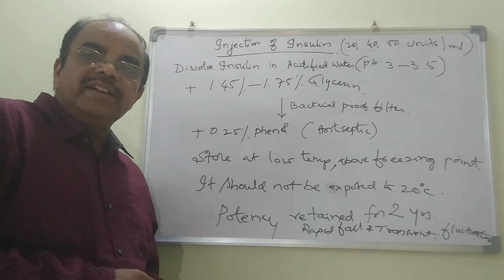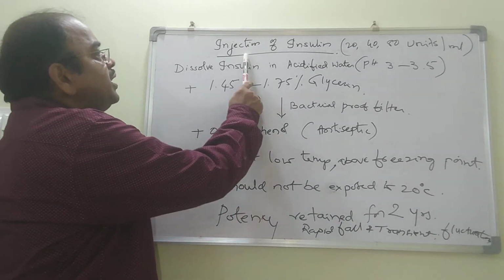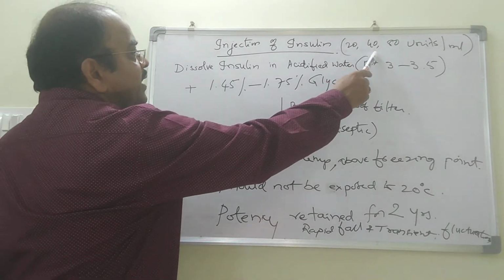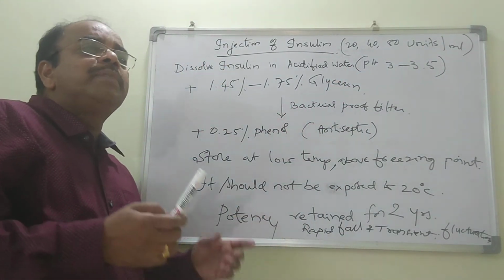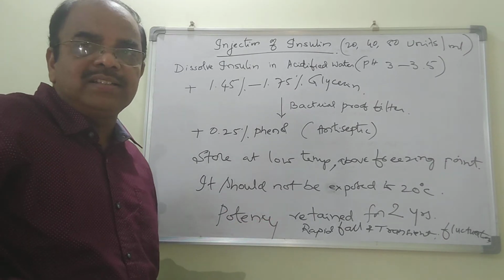What are the various injections of the insulin? The first one, insulin injection. Generally, we prepare either 20, 40 or 80 units per ml, depending upon the condition of the patient, the glucose level, the age of the patient, and many other factors. We have to choose the dosage of the insulin.